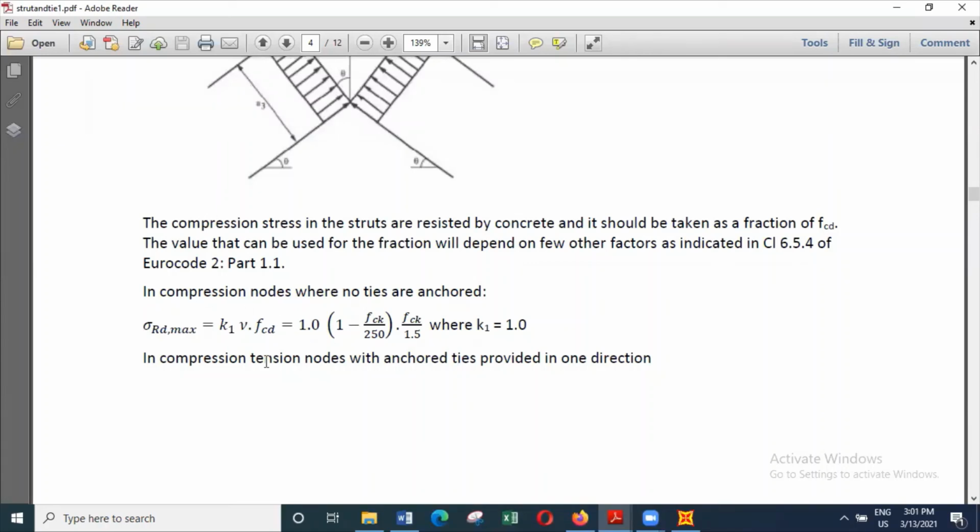So you can see the force that can be carried by concrete will be equal to 0.6 times the strength of concrete if you are using 25 megapascal concrete. If you are using 30 megapascal concrete, it can be slightly less. So you can see 60% of the strength of concrete can be used for carrying compression.